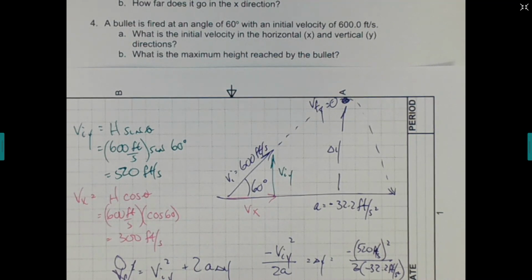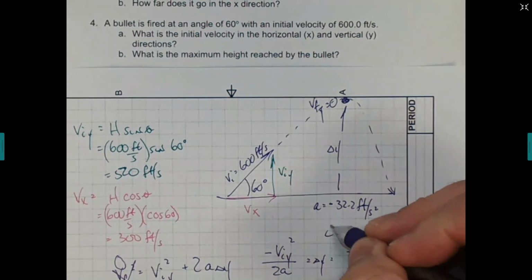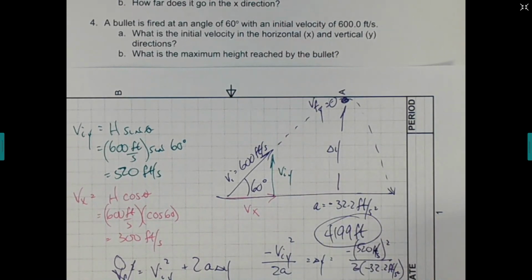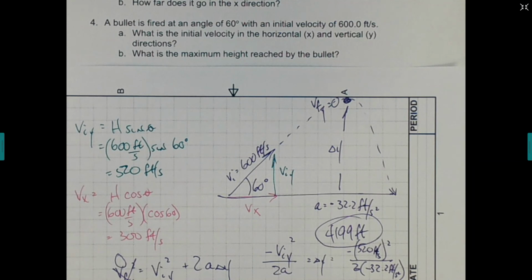2 times 32.2. Now we get basically 4,200, or 4,199 feet. That's how high I went. Change in position, we went up in the air. All right, I'm going to call that good for now. I'll try to come back, maybe do 5 through 8 on another video.